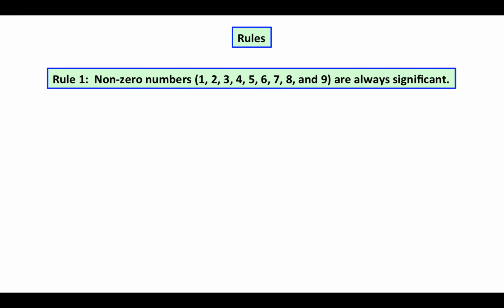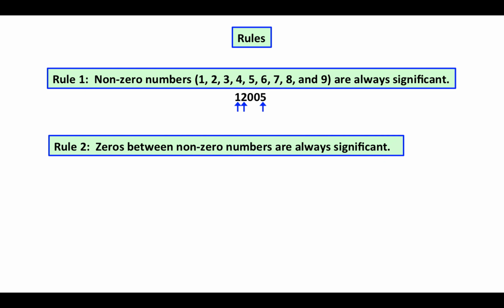This is Rule 1. Non-zero numbers 1, 2, 3, 4, 5, 6, 7, 8, and 9 are always significant. So, for example, in this number here, 12,005, the 1, the 2, and the 5 are significant. Rule 2. Zeros between non-zero numbers are always significant, and that makes those 2 zeros significant. So rules 1 and 2 taken together make all 5 of those numbers significant.